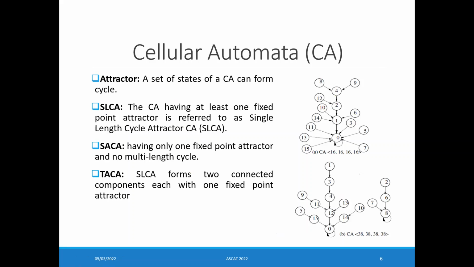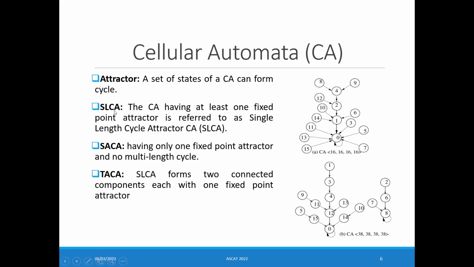So what is next is attractor. In cellular automata, a set of states forming a cycle is known as an attractor. In the diagram, a uniform CA which employs rule 16, 0 is forming a cycle, so it is an attractor.